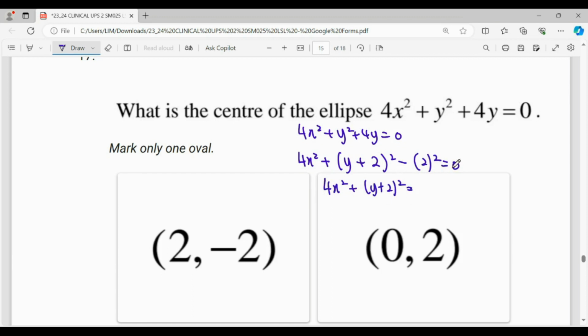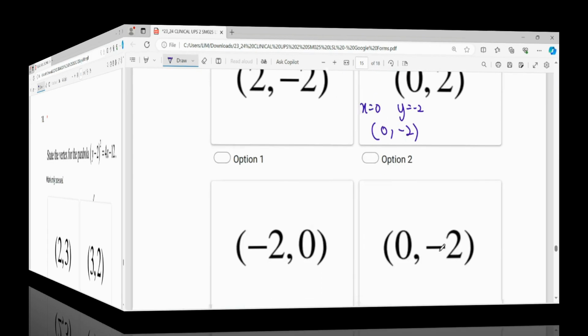Move the constant to the right hand side, it will be 4. So make sure the right hand side is 1, so everything is divided by 4. So it will be x squared plus (y plus 2) squared over 4 equals 1. So the center here, we can read out x is equal to 0, y is equal to -2, coordinate (0, -2). So this is our answer.